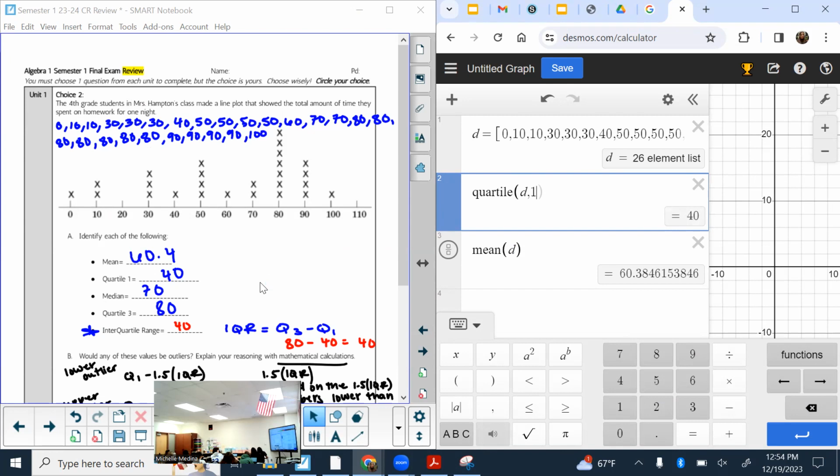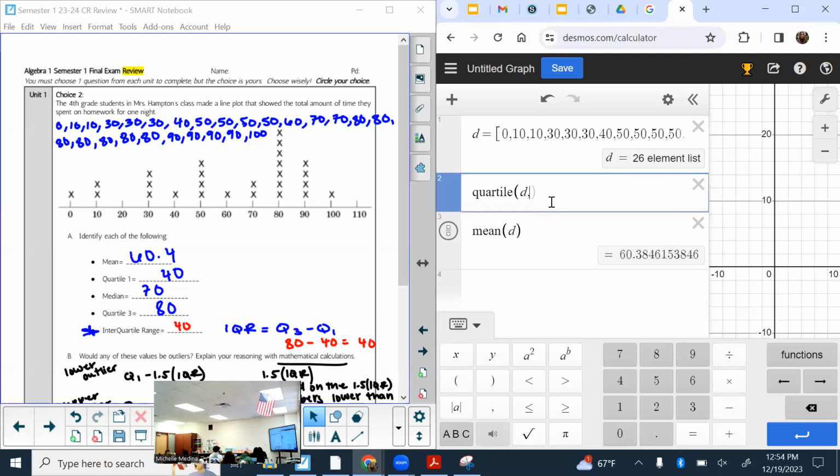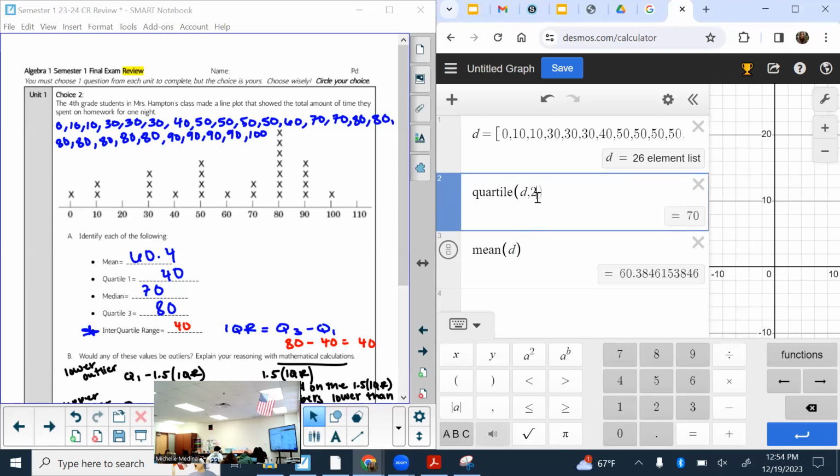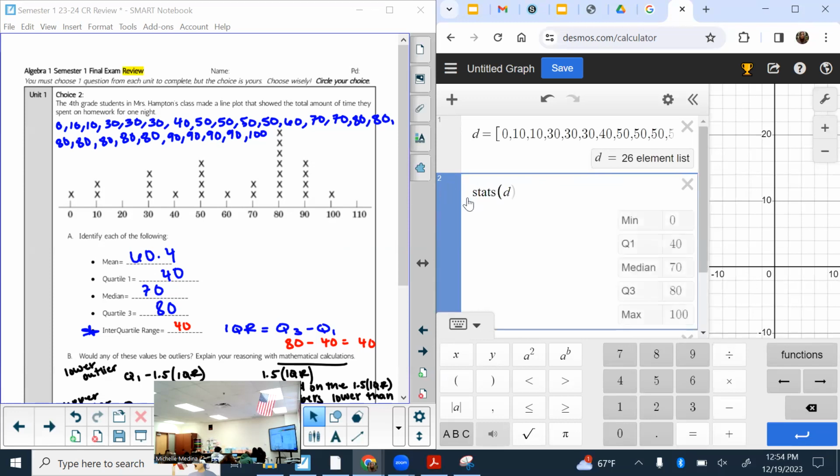If you want quartile 3, make it whatever you called your data, comma 3, and now that's your third quartile. If you want your median, what quartile would that be? Your second one, which is 70. But yeah, stats is pretty handy for that one. You would just have to remember it because it's not in the little menu.